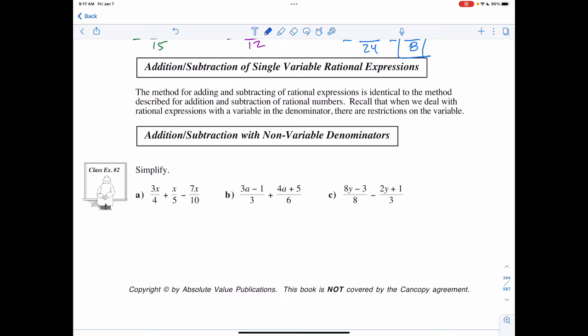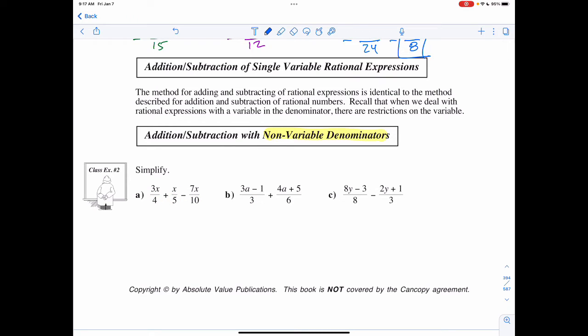When I'm doing this process with rational expressions, our process is actually pretty similar. So we can take it with a non-variable denominator, which means that it's just constants in the denominator. There's no actual variables that are going to be included, which makes the process a little bit easier.